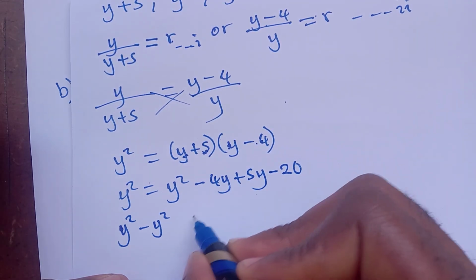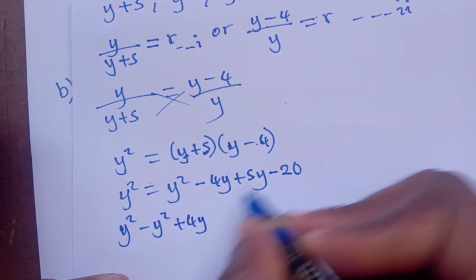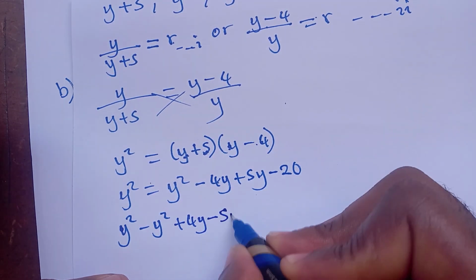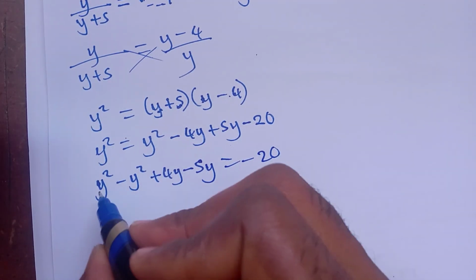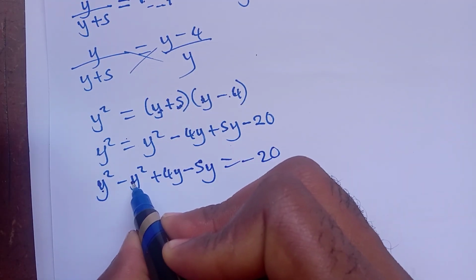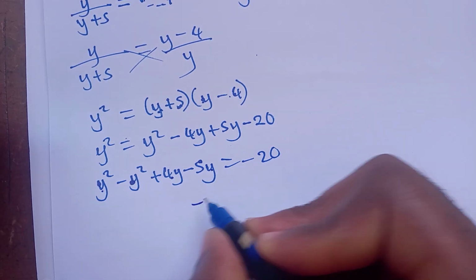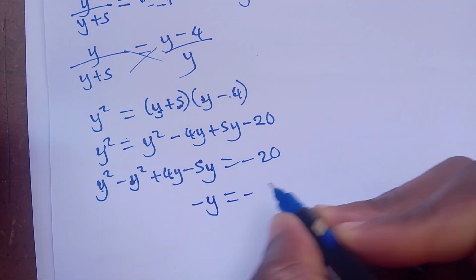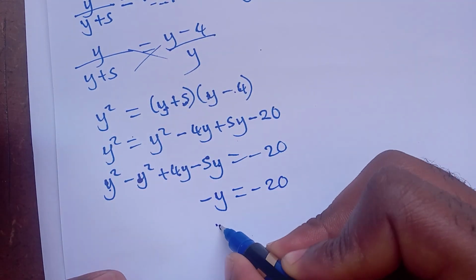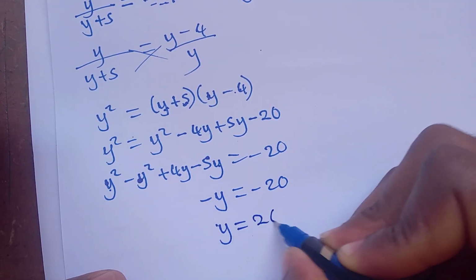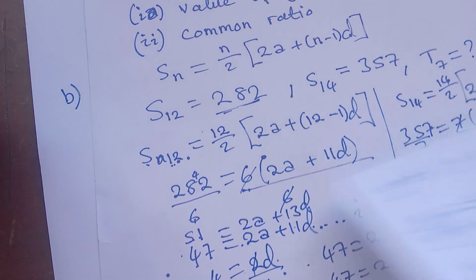Let me just take it one step at a time. I bring the 5y to this side, and then I'll leave the negative 20 on the other side. So y squared minus y squared is 0. Negative 4y minus 5y, this will be negative 9y. Negative 9y is equal to negative 20. So this means our y is equal to 20. And you are done for part A.